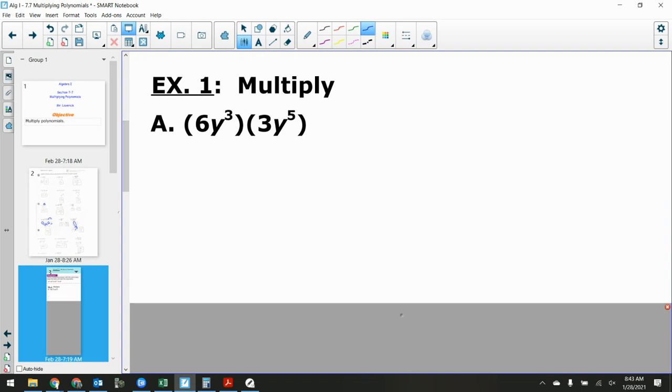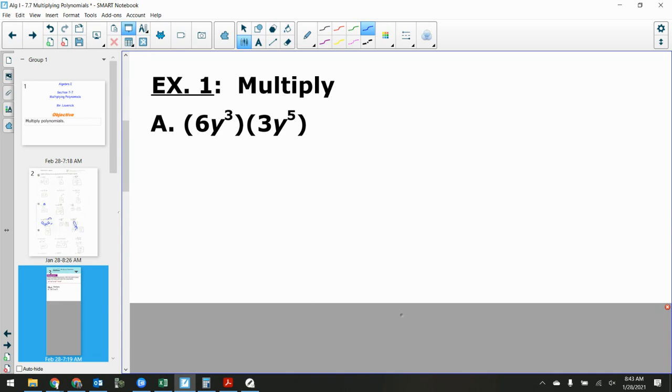Now, there's no need to do any sort of distributive property. Do the parentheses really even do anything right here? No. What operation is always in between 2 parentheses if nothing's written?